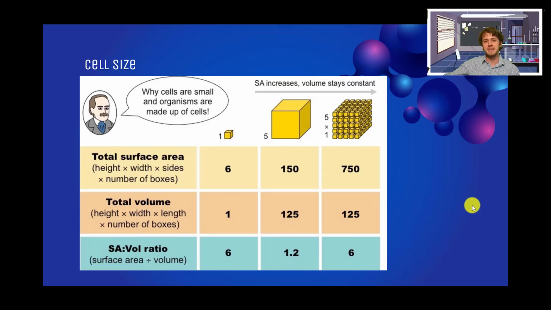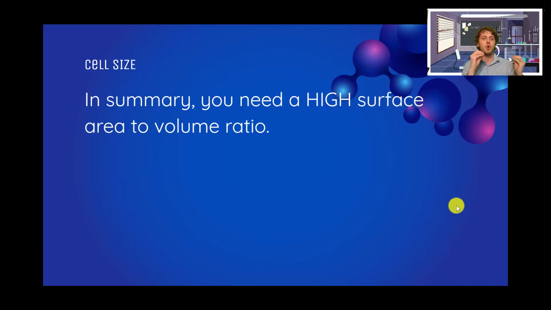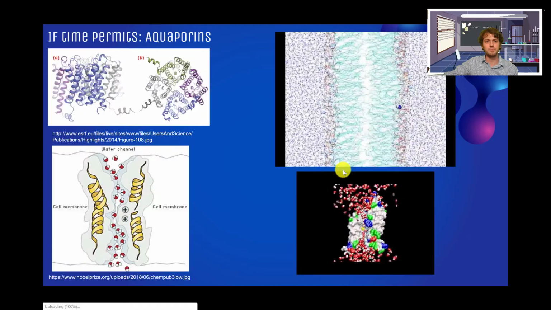So what that means for us is that we need our cells to have a high surface area and low volume, so we need a high surface area to volume ratio. So we really like smaller cells, smaller cells that can fit everything in there, allow us to get everything in that we need, and also get rid of anything that we need to get out of the cell.